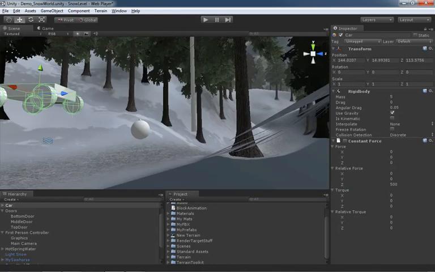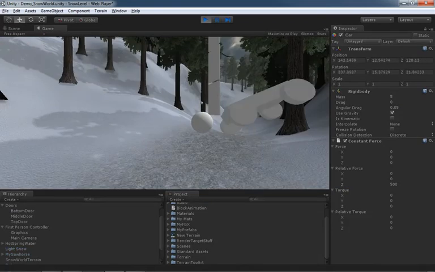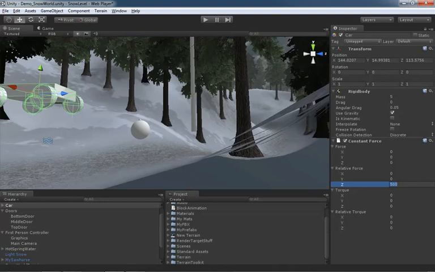Oh, constant force is disabled. Oh, look at that. I didn't even notice. All right, well, let's try it again. You missed. I missed. I pushed just a little bit too hard. Oh, well, it was still entertaining.